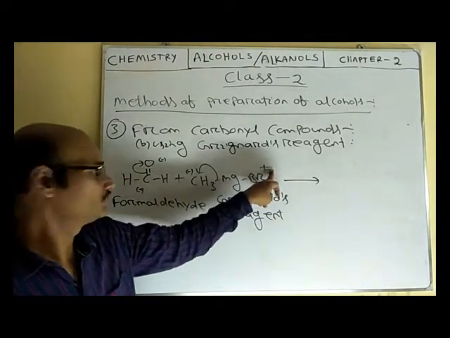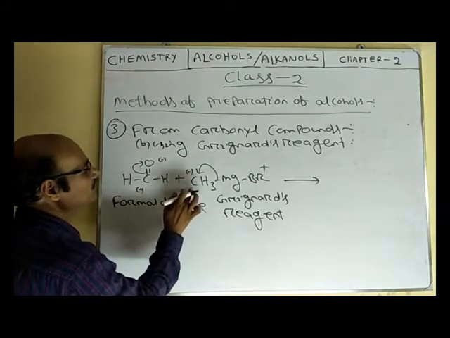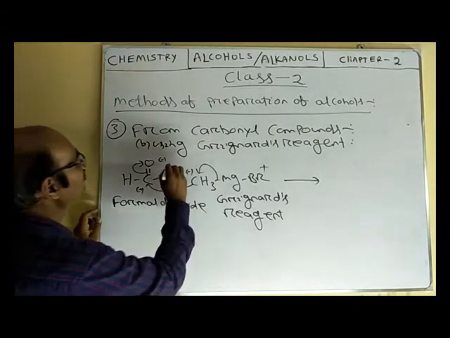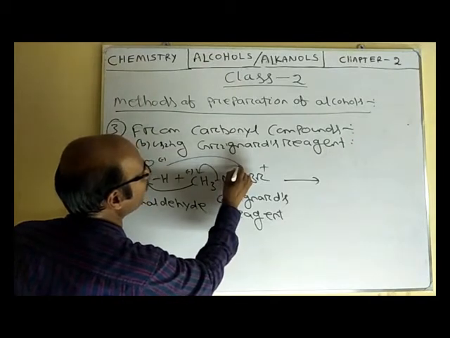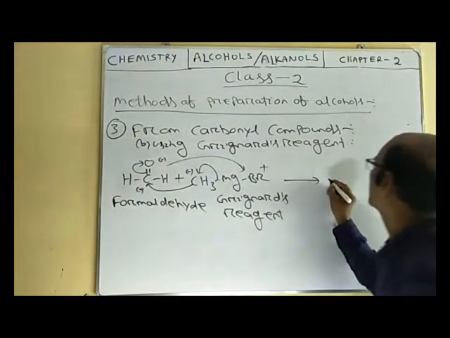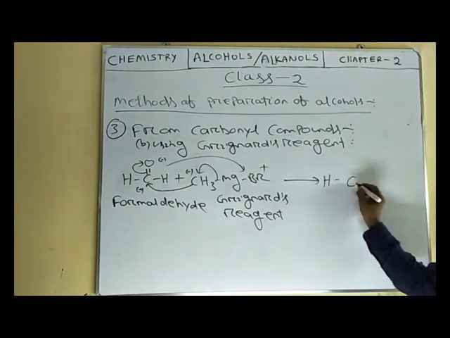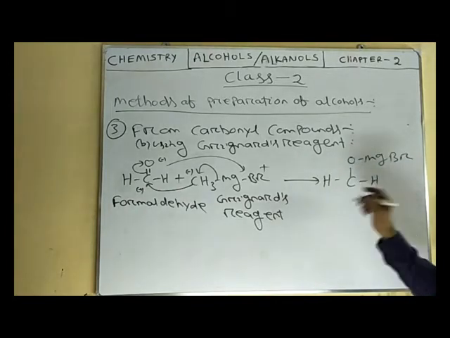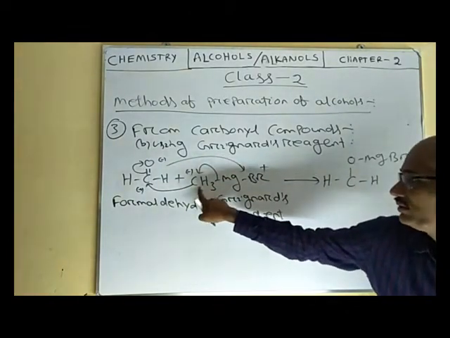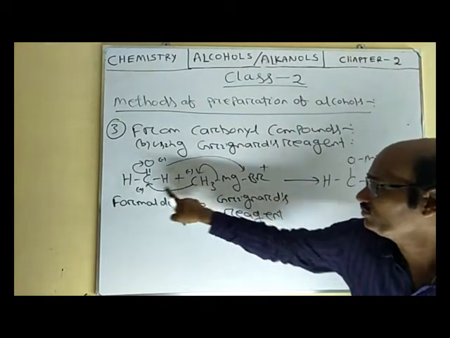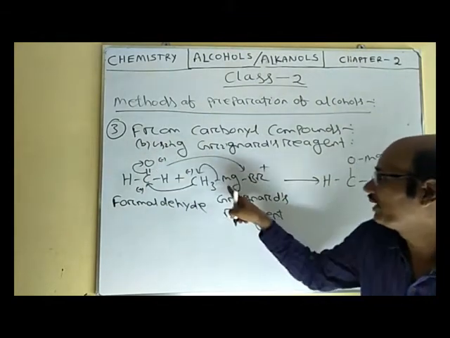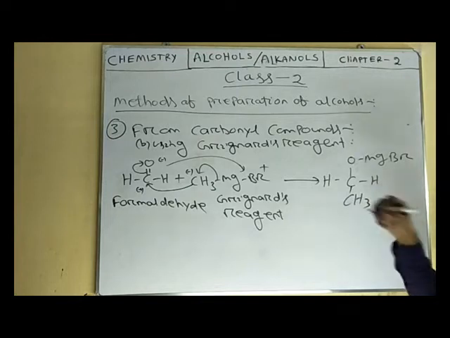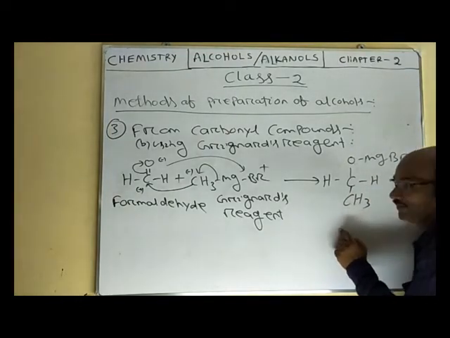MgBr plus CH3 minus. Now this C will attach to this one, and this will attach to this plus. So you get CH3 attached to this carbon, because this is CH3 minus and this C is plus, so it attaches to this carbon. Now O minus MgBr plus, so MgBr is attached to O. This is the addition product obtained.